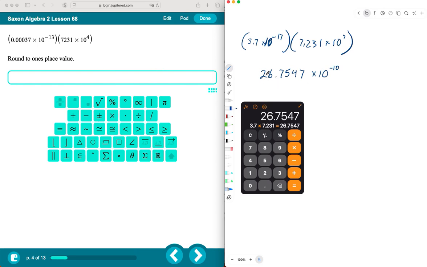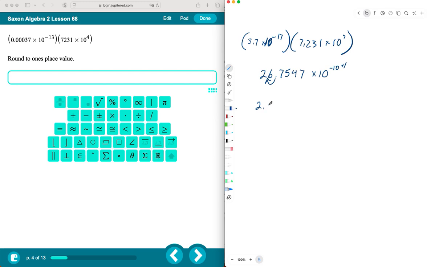Well, first of all, let's put that in the proper scientific notation. So that's going to be forward 1, so plus 1. So it'll be 2.67547 times 10 to the negative 9. If we round that to the ones place, it's going to be 3 times 10 to the negative 9.